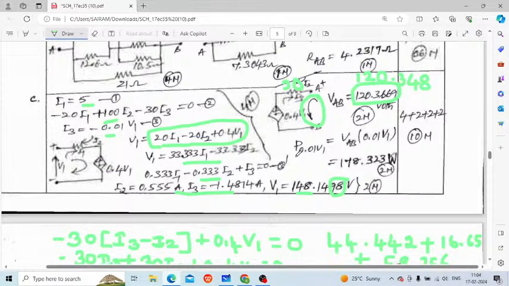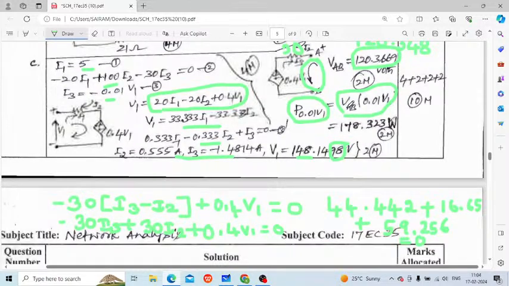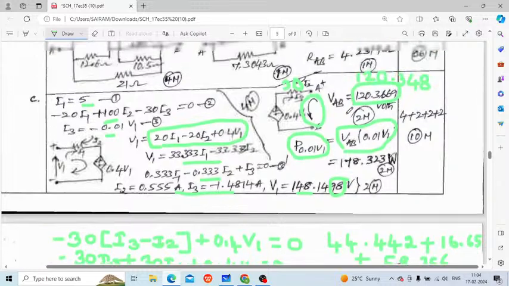Now I have to take the power at 0.01 volt, which is VAB into 0.01 V1, right? VAB is nothing but 120.348. If you do 148.14 into 0.01, it is 1.4814. That 1.4814 is 148.14 into 0.01.